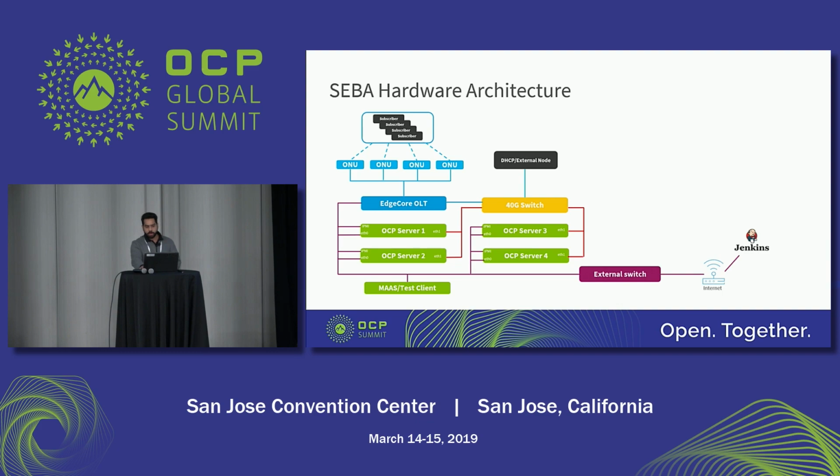In terms of the SEBA architecture, at Flex, we have a subset of the SEBA architecture which was defined earlier, with 4 OCP servers, single OLTs, and 1 40 gig aggregate switch. There are 4 ONUs connected to the edge core OLTs, which are serving the subscribers. All of these are connected to ONF Jenkins environment for auto deployment and validation.